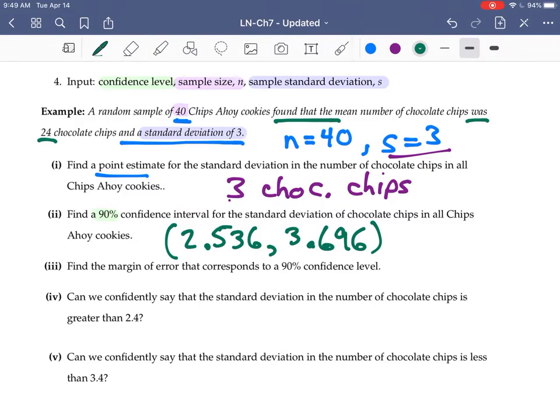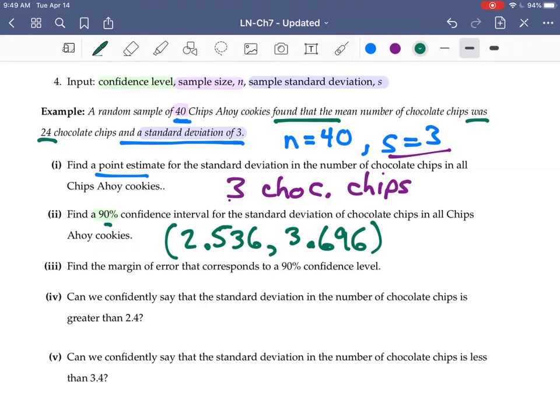So that is our confidence interval for the standard deviation. What we are saying there is we are 90% confident that the interval from 2.536 chocolate chips to 3.696 chocolate chips actually does contain the true population standard deviation. We think that the standard deviation is living in that range of values, and that the range actually captures the population standard deviation.